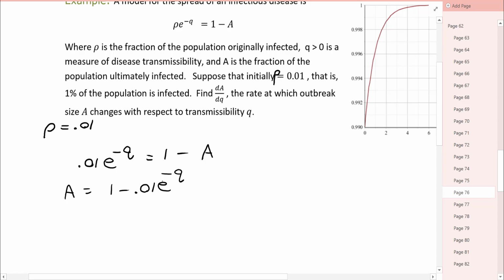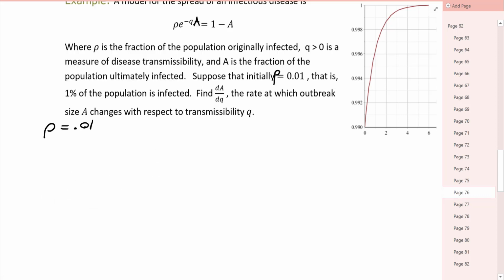I think there's supposed to be an A beside the negative Q. Okay, yeah. For some reason, when I put the formulas into this OneNote, sometimes it does weird things to them. It leaves things out. Okay. Because otherwise you could have just solved it for A and you wouldn't have needed implicit differentiation. But now the A and the Q are all tangled up, so we can't do that.